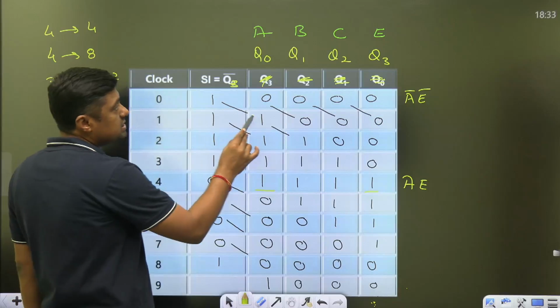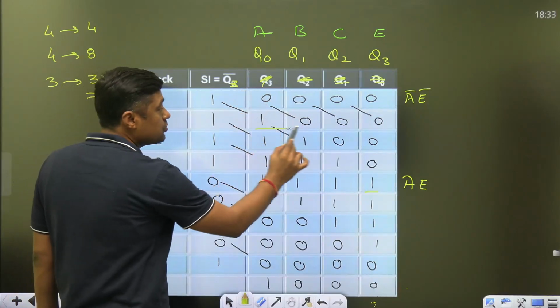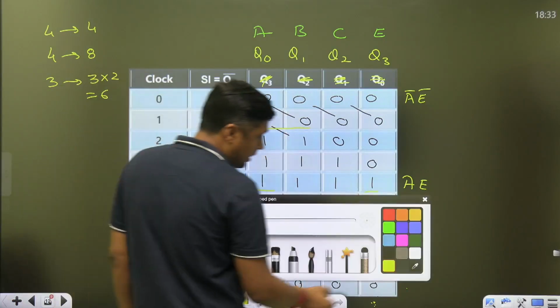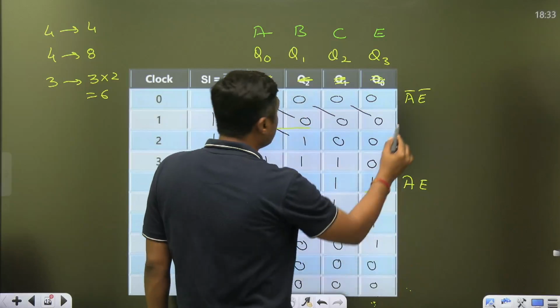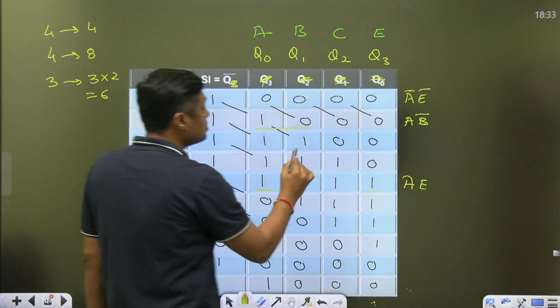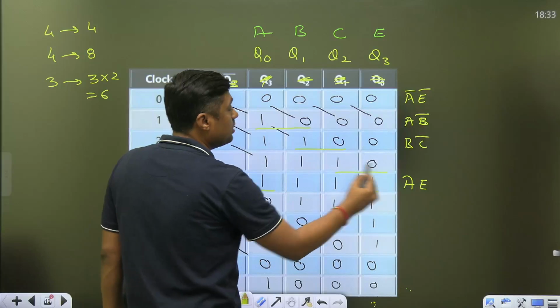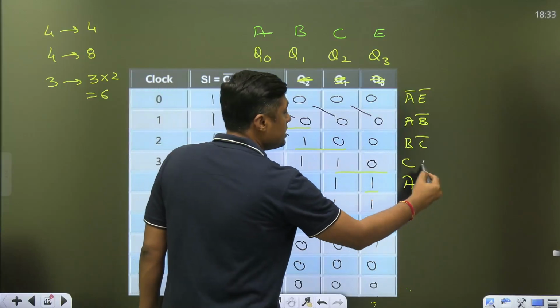Then, what is this? 1, 0. Now, if this is not all 0, then you can choose these two. This is 1, 0, which means it will become AE bar, AB bar. Then this is 1, 0. It will become BC bar. This is 1, 0. It will become CE bar.